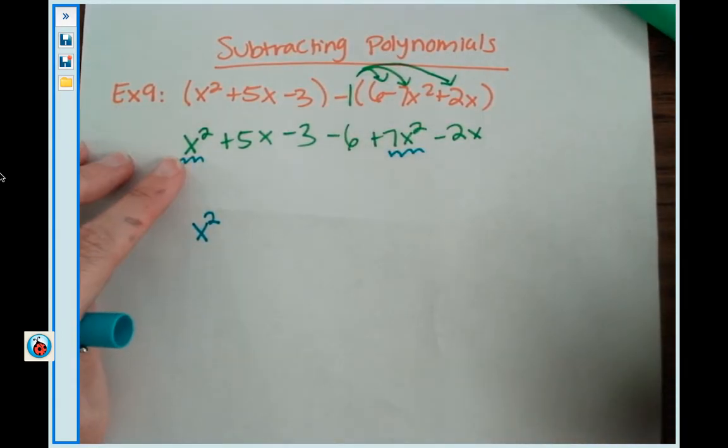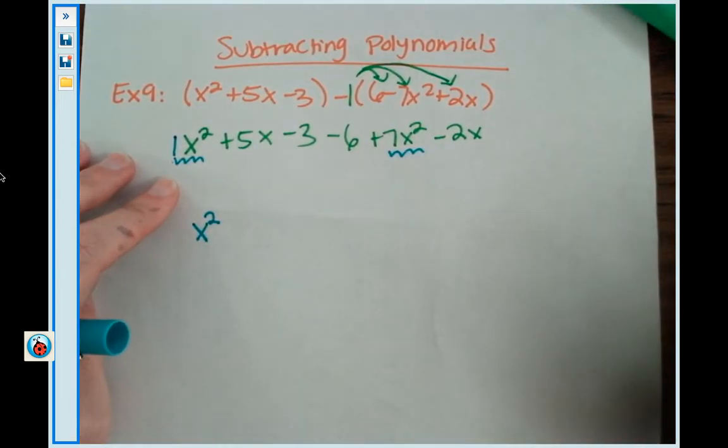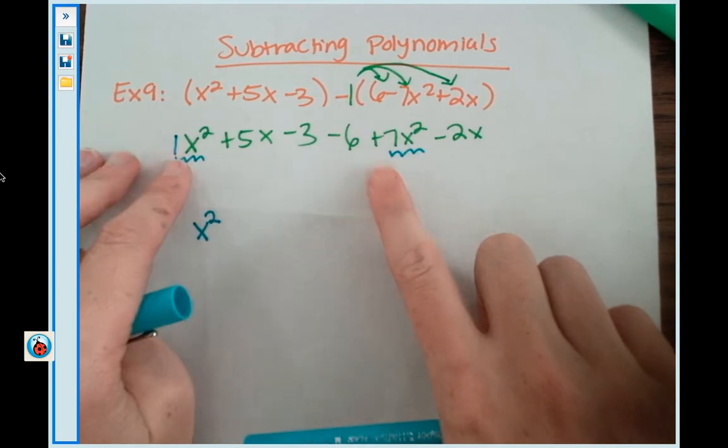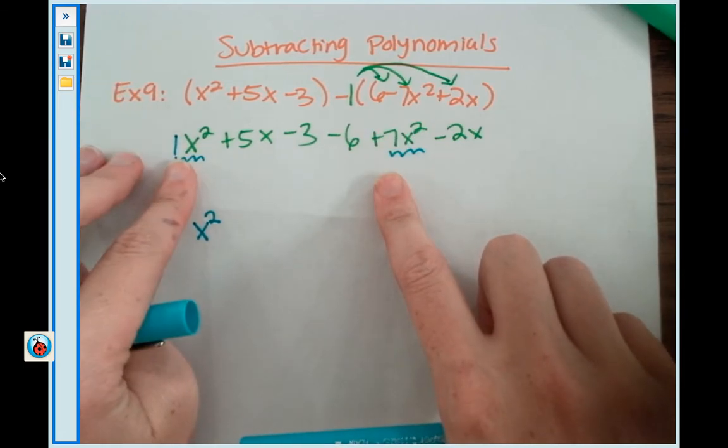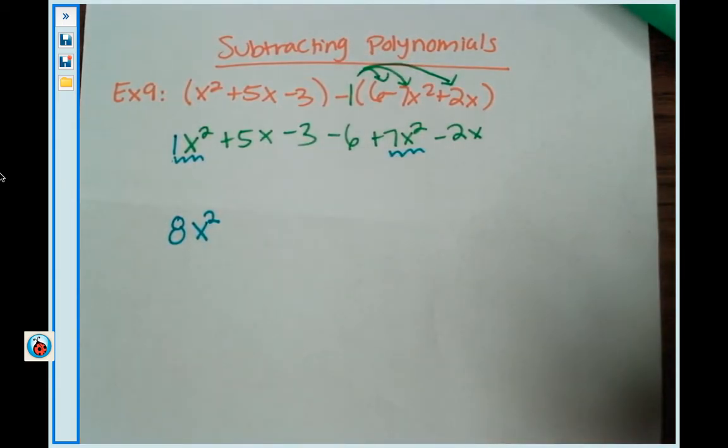Now, this x squared, I do not see anything in front of it, so there's secretly a 1 in front. And then I'm just going to combine both of these together. So 1 plus 7 will give me 8. So this is 8x squared.